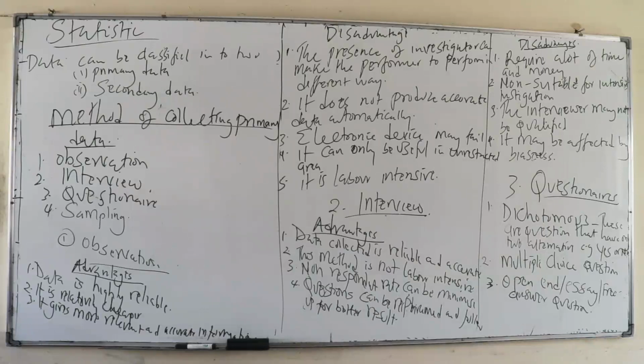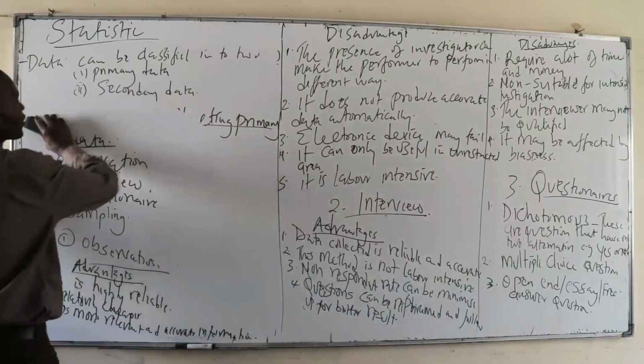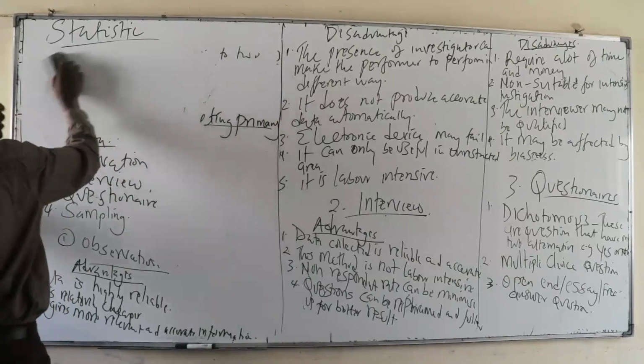So we got number four, sampling. Method number four of data collection is sampling.